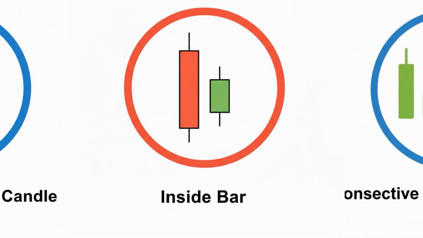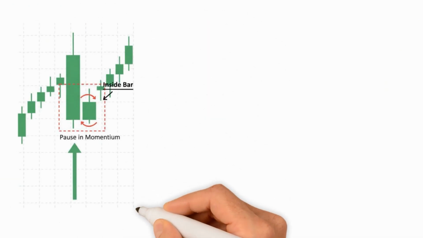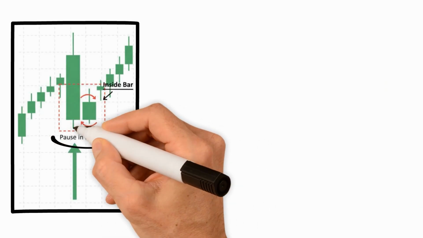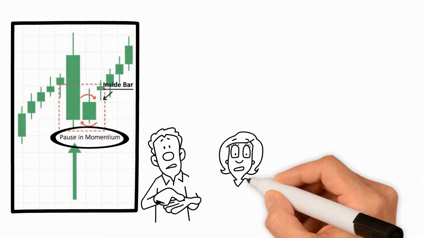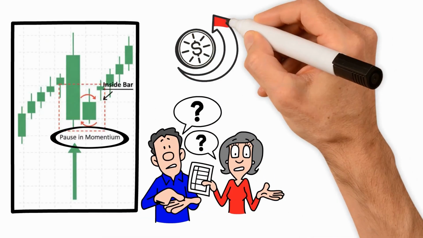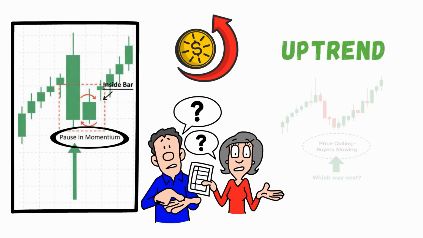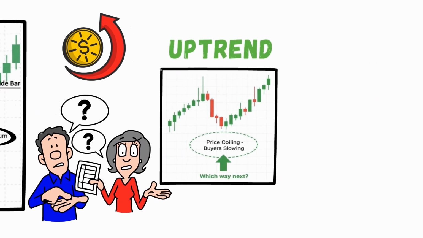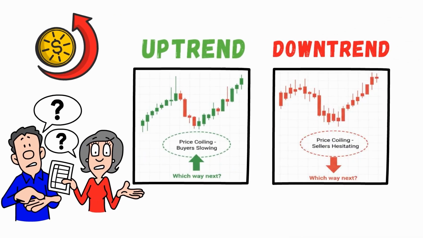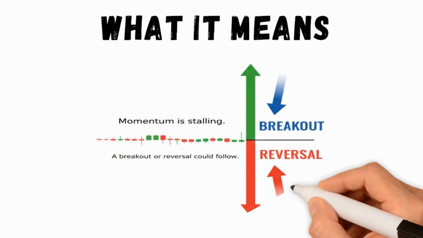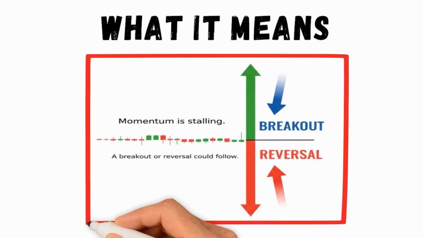Inside bar. An inside bar forms when a candle stays completely within the high and low of the previous candle. It signals a pause in the market. Buyers and sellers are indecisive, and price is coiling up. In an uptrend, it shows buyers are slowing down. In a downtrend, sellers are hesitating. What it means: momentum is stalling. A breakout or reversal could follow.